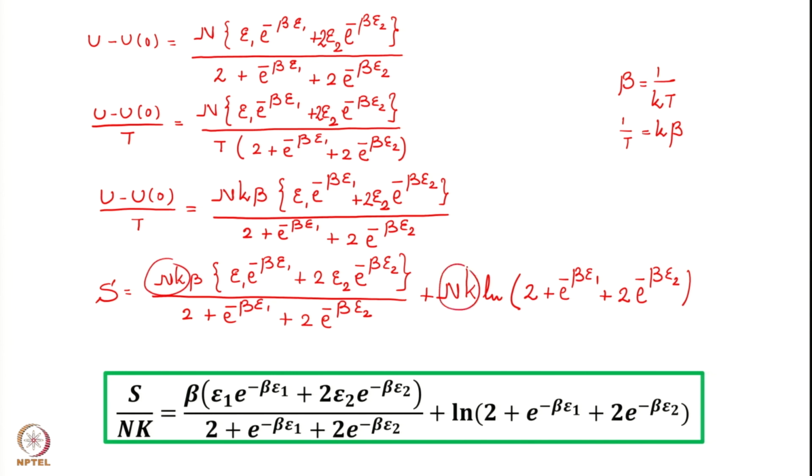NK is common, therefore the resulting expression is S by NK is equal to β into E1 exponential minus βE1 plus 2E2 exponential minus βE2 divided by the partition function, that is 2 plus exponential minus βE1 plus 2 into exponential minus βE2, plus log of 2 plus exponential minus βE1 plus twice exponential minus βE2. This was the expression to be derived.